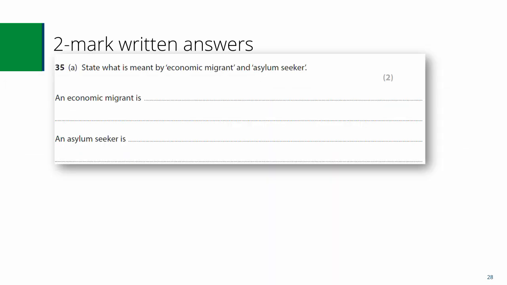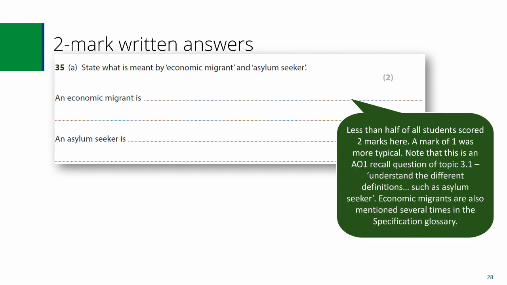Here's another example of an AO1 knowledge retrieval, knowledge-based question. This format features two definitions that need to be completed. State what is meant by economic migrant and asylum seeker. 2 lines are provided for each. Interestingly, less than half of all students scored 2 marks here. A mark of 1 was more typical.